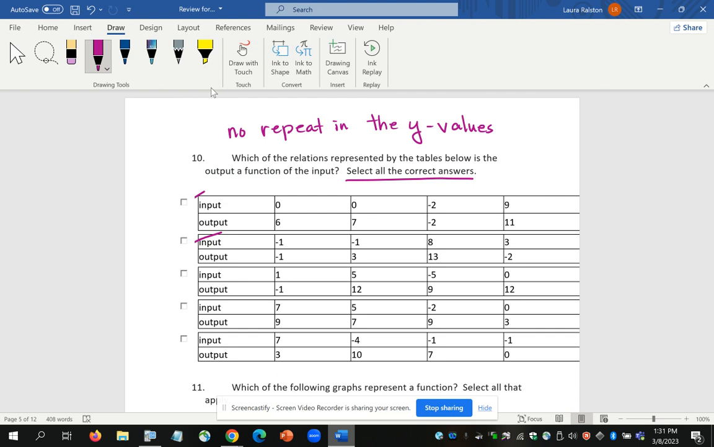In the third option, notice you have -1, 12, 9, and 12. You have a repeat. So that's not a function. In the fourth option, you have 9, 7, 9, and 3. Again, you have a repeat, not a function. Last one, you have 3, 10, 7, and 0. So that one could be a function. So there are 3 that could be functions. Again, to be a function, there can be no repeat in the y values. It is okay if it repeats in the x.